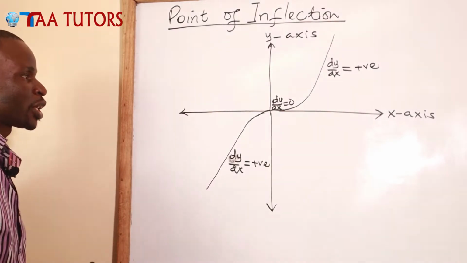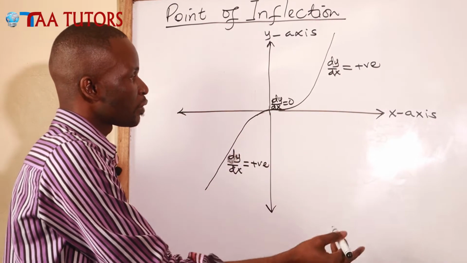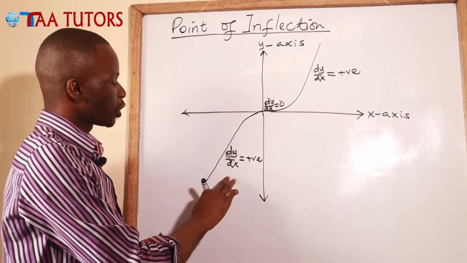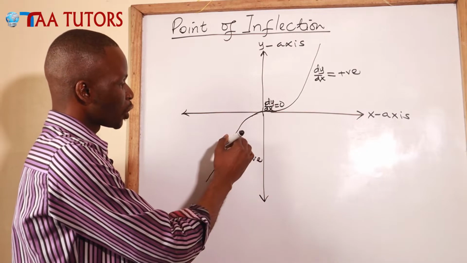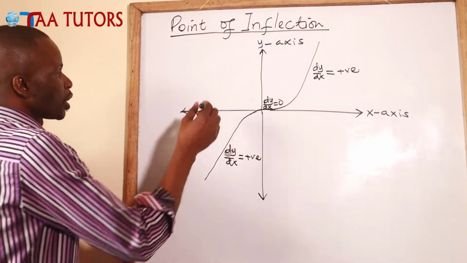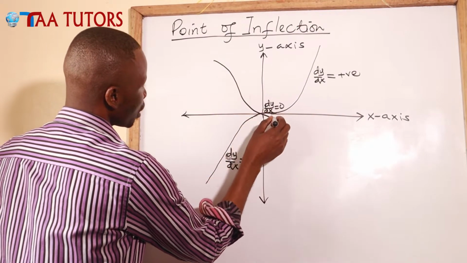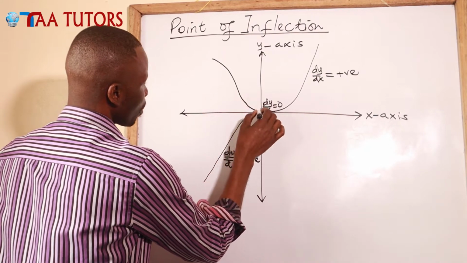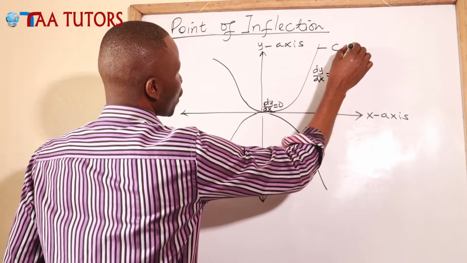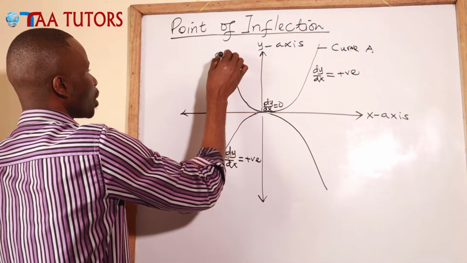So you realize that in such a case we do not have a turning point. For a turning point, the gradient should turn from positive, 0, negative, or negative, 0, positive. But a point of inflection is a point where we expect the gradient to move from positive, 0, then to positive again. Or it can be the opposite of that, where we could expect something like this, turning from negative, 0, negative. So this is curve A, this one is curve B.